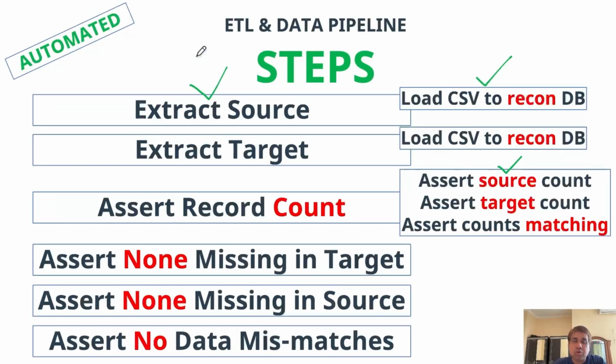This is part 2 of the automated reconciliation testing. In part 1, we have already seen how we extracted the data from the source, how we loaded that data into the CSV, and how we loaded that CSV into the reconciliation database. Then we did an assertion on the source count. So these things which are green ticked here have been done in an automated way. I can simply click and run, or run from the CLI.